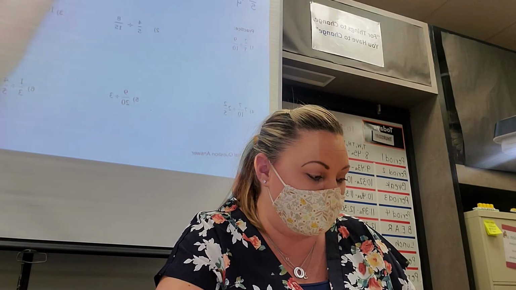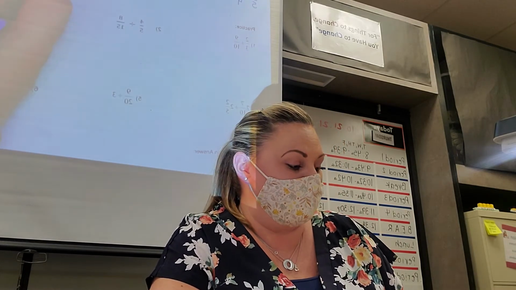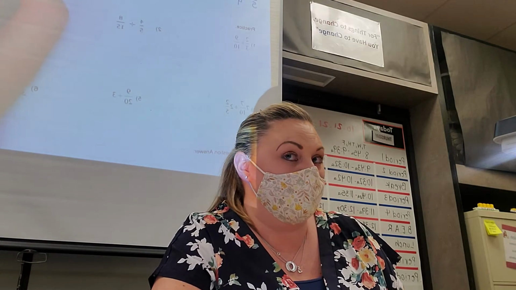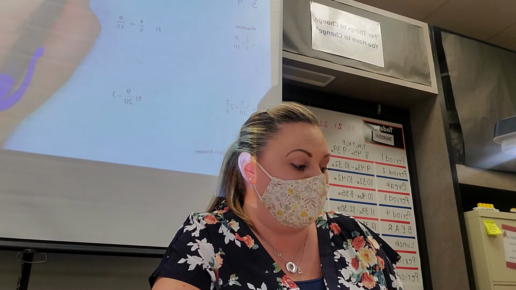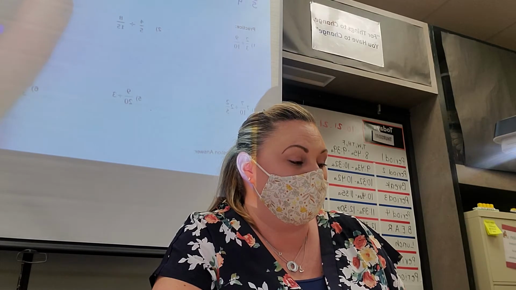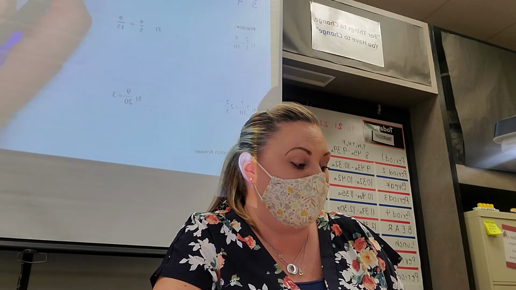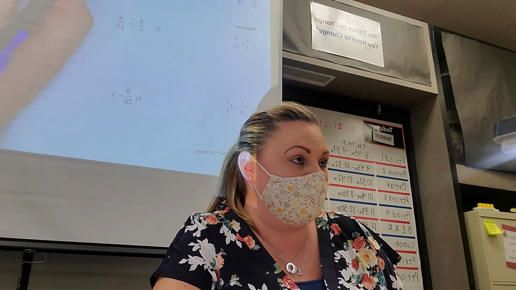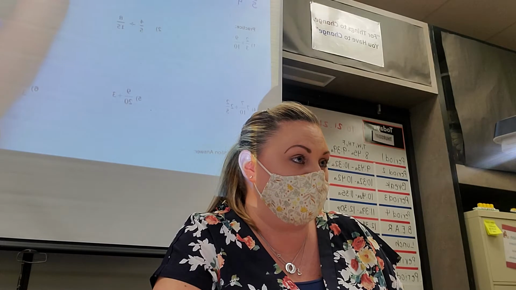You're going to go straight across. What are we writing? So you have to look across and see if you can simplify. So 4 and 6 share a factor of 2. So we crossed out the 4 because 2 times 2 gave us 4. Crossed out the 6 because 2 times 3 is 6.